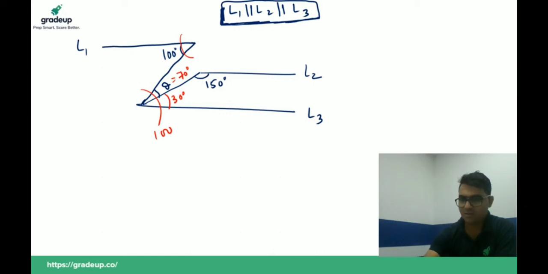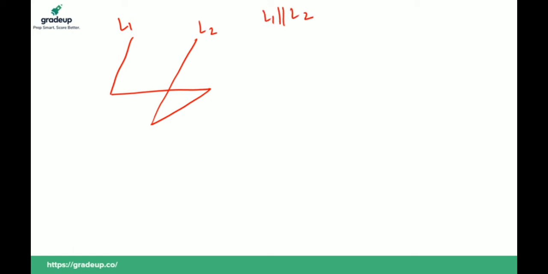Okay. Now let's move to the next question. This is L1, this is L2. L1 is parallel to L2. Okay, this is 70 degree, this is 20 degree. What will be the value of this theta? Yes guys, please try to solve this question and give the answer in the comment box.